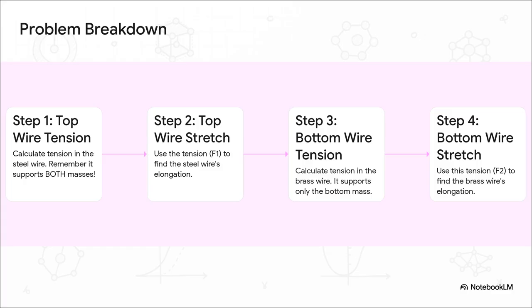First, let's think about the forces. The tension in the bottom brass wire? That's easy. It's just holding up the bottom mass. But, and listen up, because this is the #1 mistake students make: the top steel wire is supporting the weight of both masses added together. Once you figure out the correct tension for each wire, you just plug those numbers into the Young's modulus formula to find the stretch for each one.